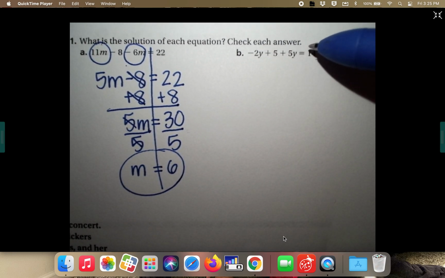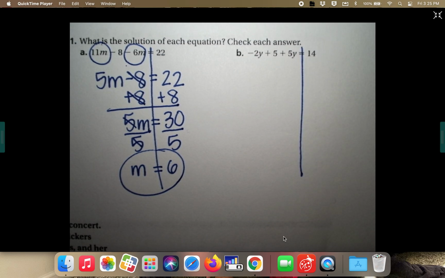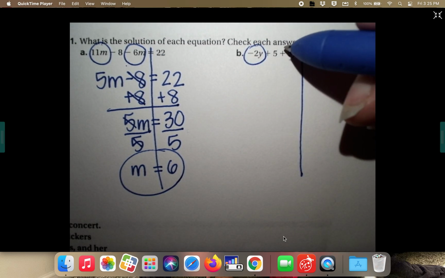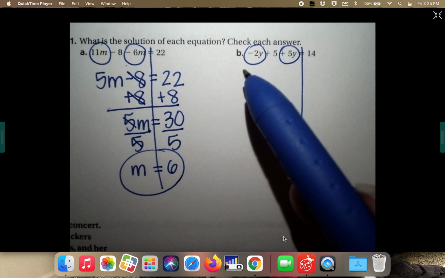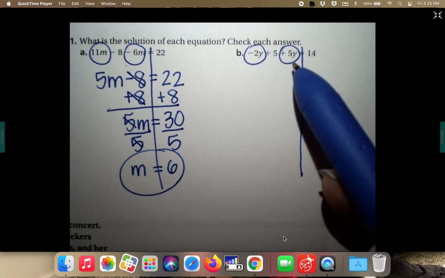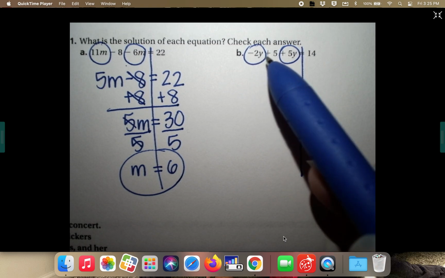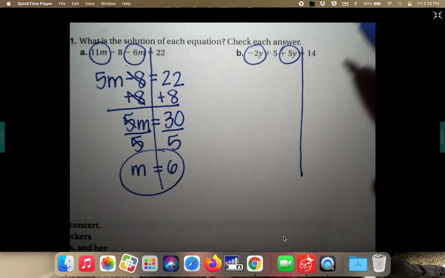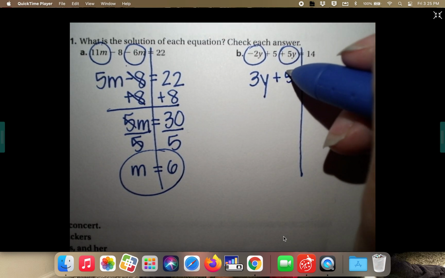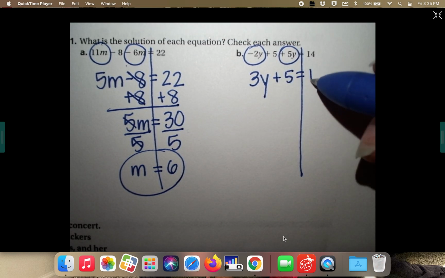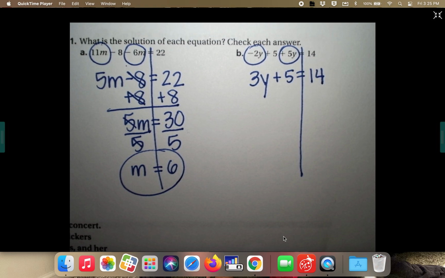All right, B. I see that I have a negative 2y and a plus 5y as like terms. So if I look at it from left to right, the 2 things I've circled, the 2 terms, negative 2y plus 5y equals 3y. I'm going to bring down my plus 5 that I haven't used in here yet, equals 14, and now I'm left with a 2-step basic equation.